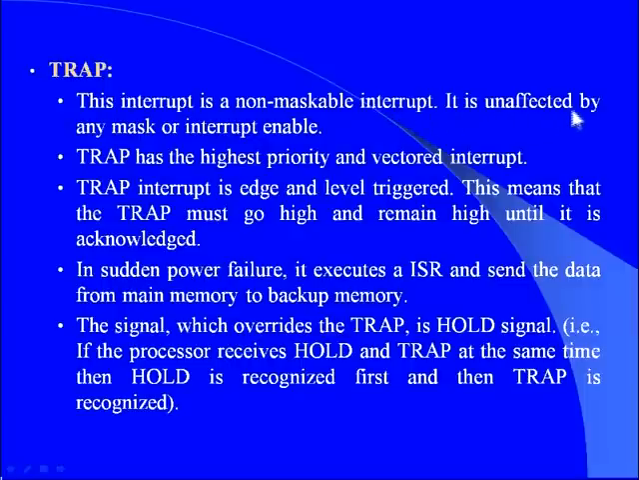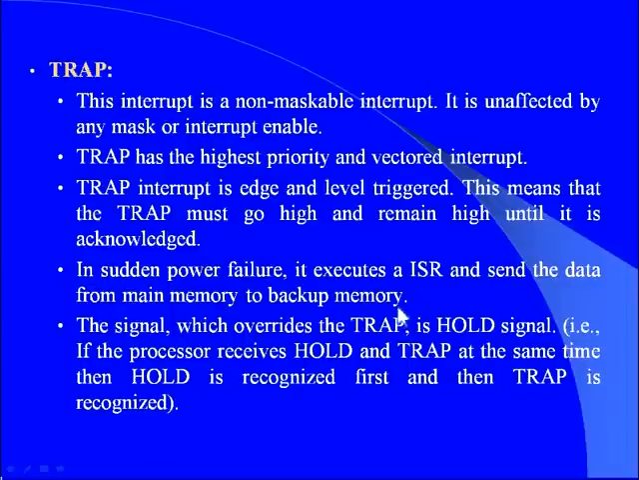It is unaffected by any mask or interrupt enable signal, and it also has the highest priority among all the interrupts. The TRAP interrupt is edge and level triggered. This means that the TRAP must go high and remain high until it is acknowledged. In case of power failure, it executes an ISR and sends the data from main memory to backup memory.